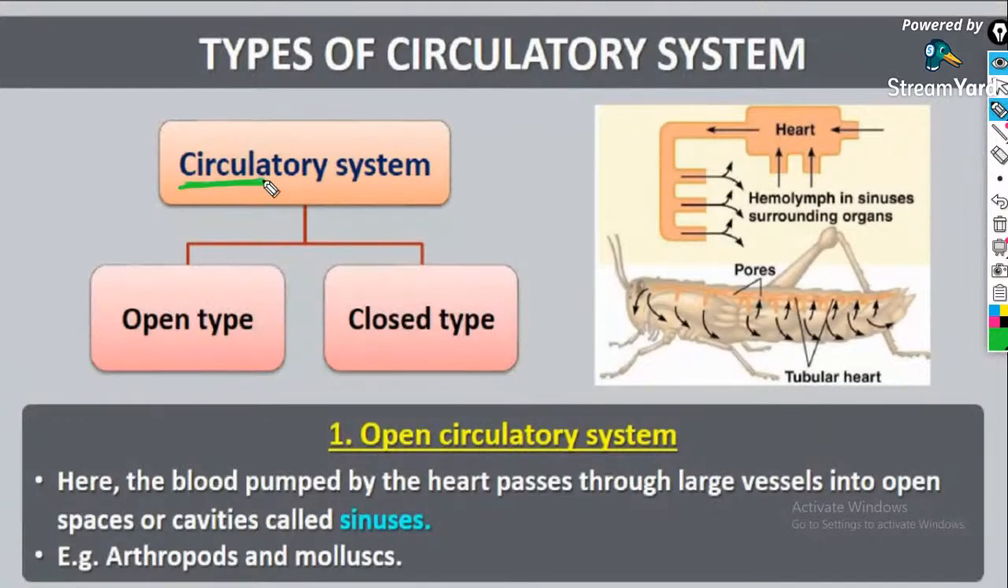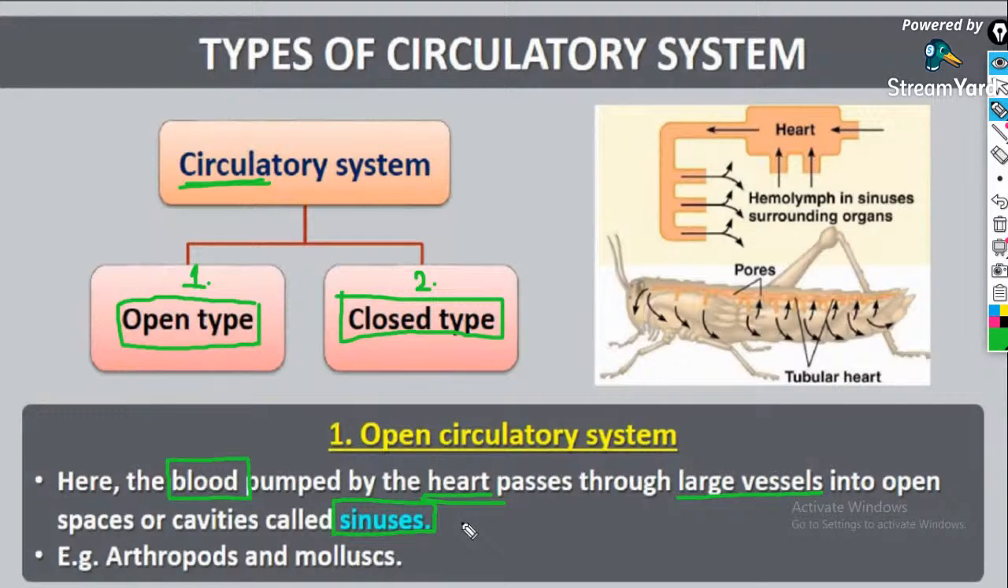Circulatory system is mainly divided into two kinds: open circulatory system and closed circulatory system. In an open circulatory system, the blood pumped by the heart passes through large vessels which open into large cavities called sinuses. Very, very important.